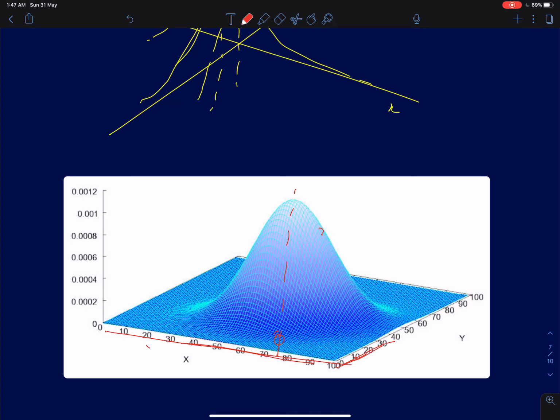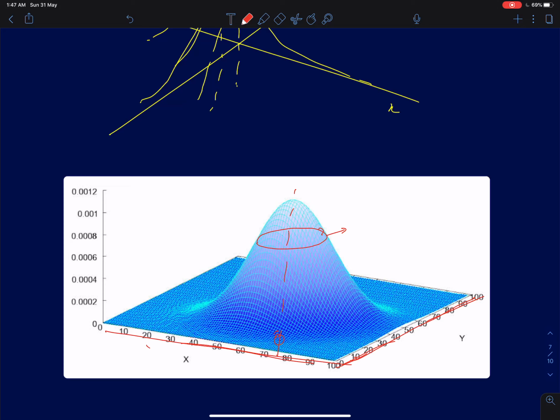I just picked an image from the internet to show how a three-dimensional probability density function looks. This is a very close approximation of a Gaussian joint density function for two random variables x and y. What I am trying to say is that if I draw a circle like this, then these are all equiprobable points.